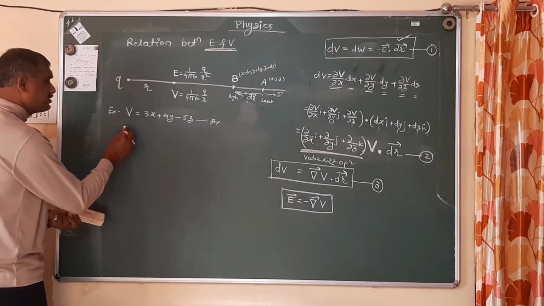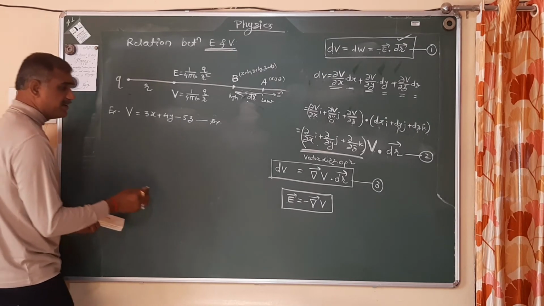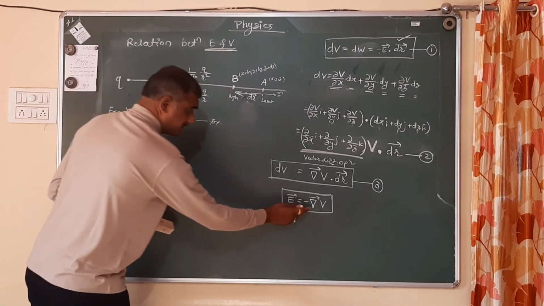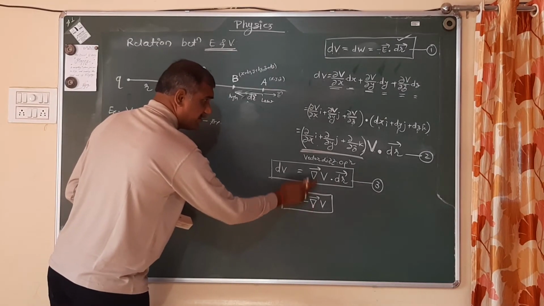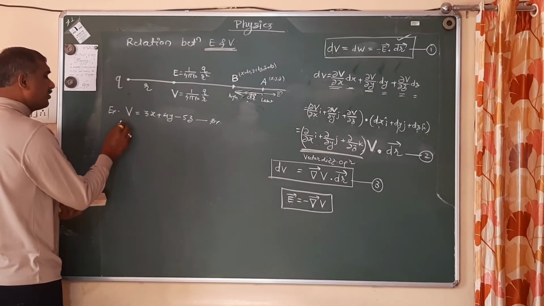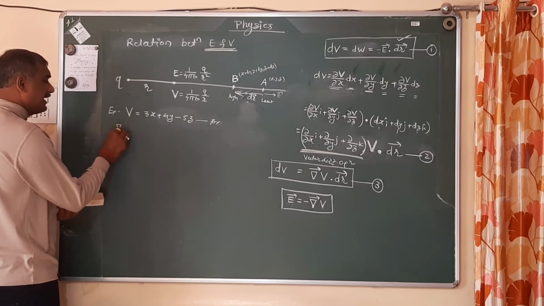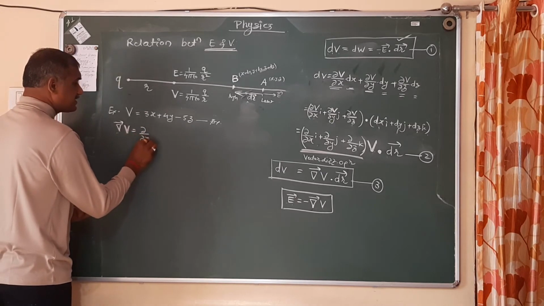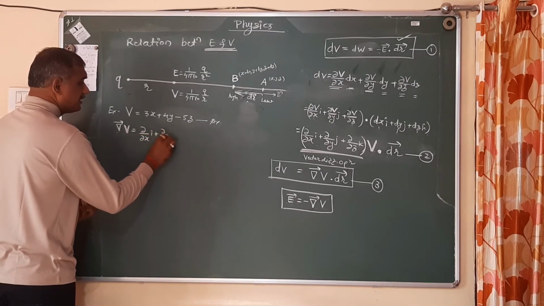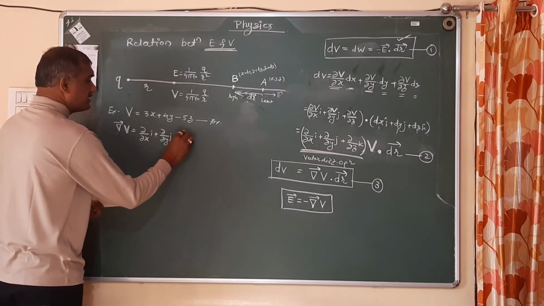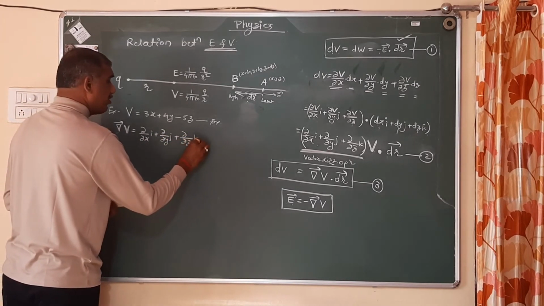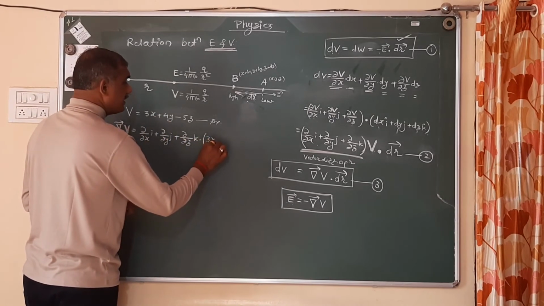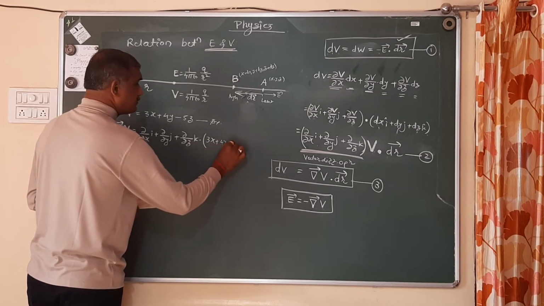By using that expression, E is equal to negative gradient of potential. To find E, initially we have to find this gradient of potential. This symbol is called the gradient. This is nothing but the vector differential operator, and therefore first of all I have to find the gradient of V. Gradient of V is equal to del x i plus del y j plus del z k operated on the potential, and that potential is 3x plus 4y minus 5z.